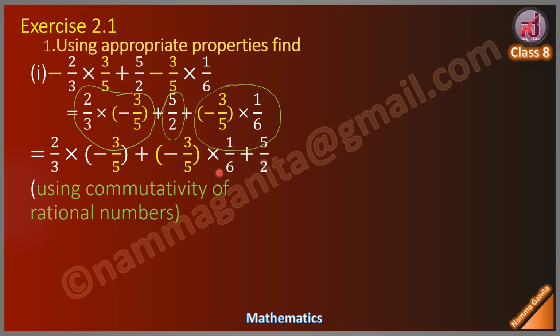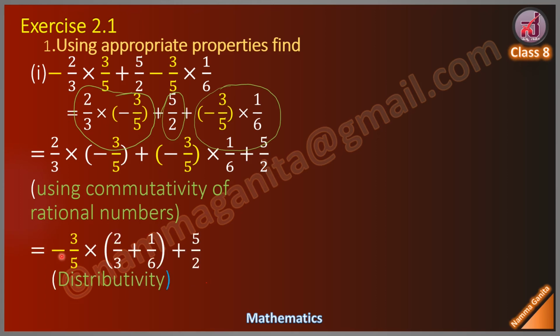Observe the first part and third part. Here minus 3 upon 5 is the common factor. Bring this common factor outside the bracket, that is minus 3 upon 5 into, write the remaining factor by using distributive property. Remaining factor is 2 upon 3 plus 1 upon 6, plus 5 upon 2. Okay, a into (b plus c) is same as a into b plus a into c.